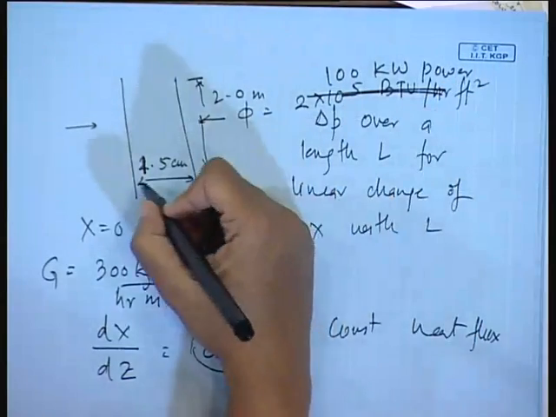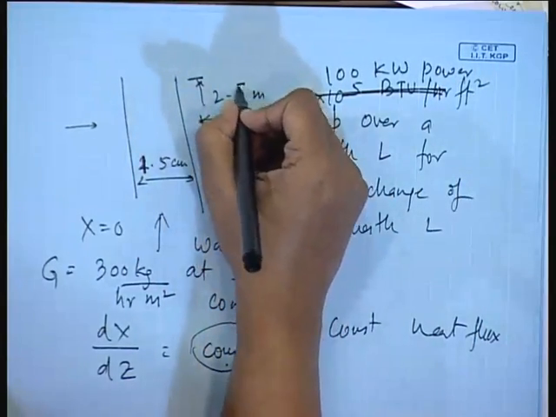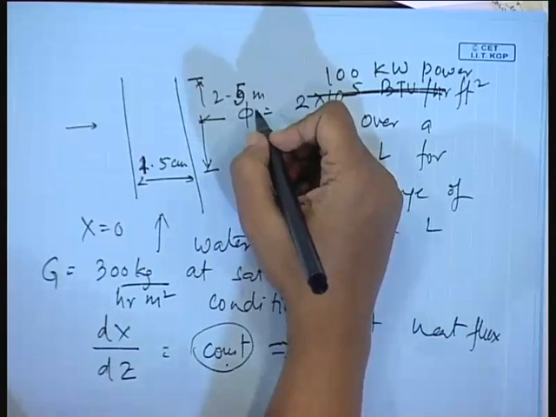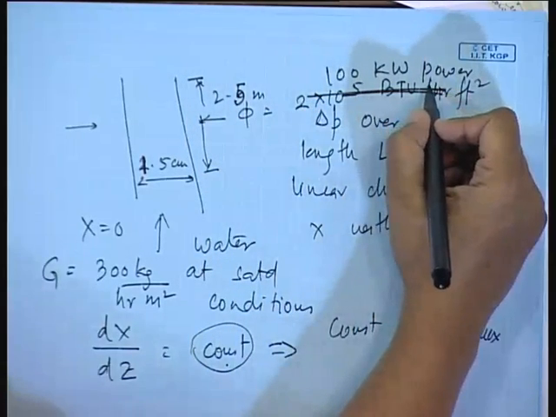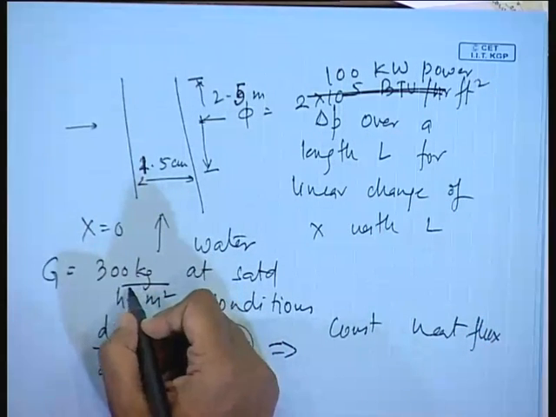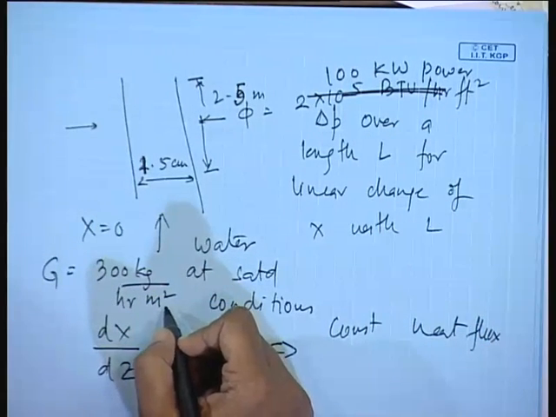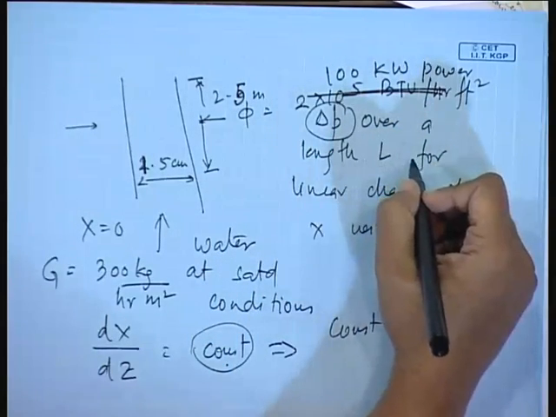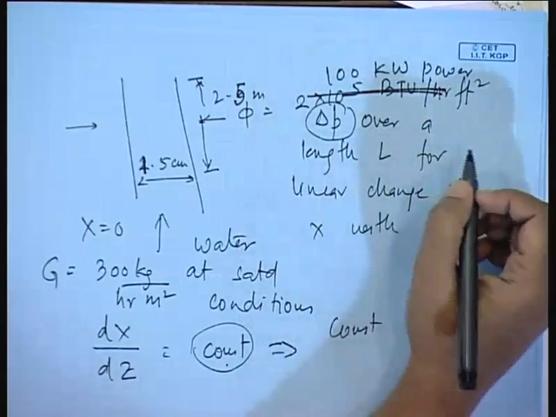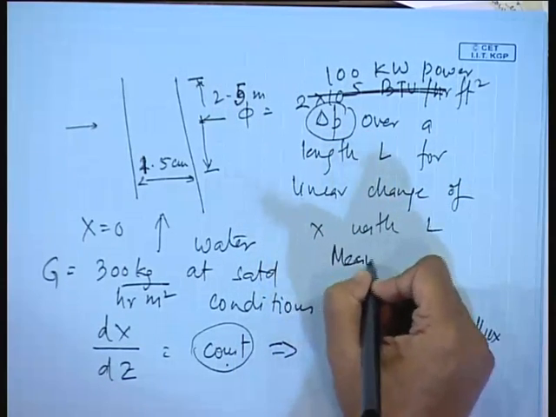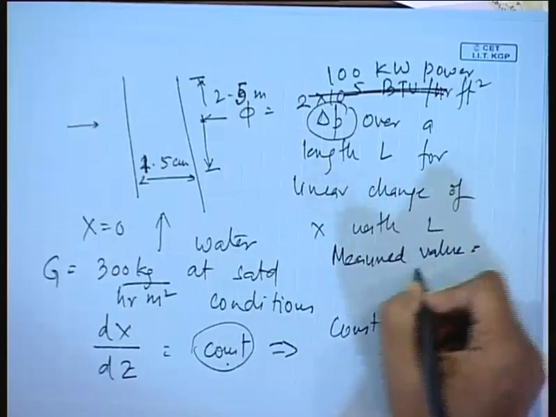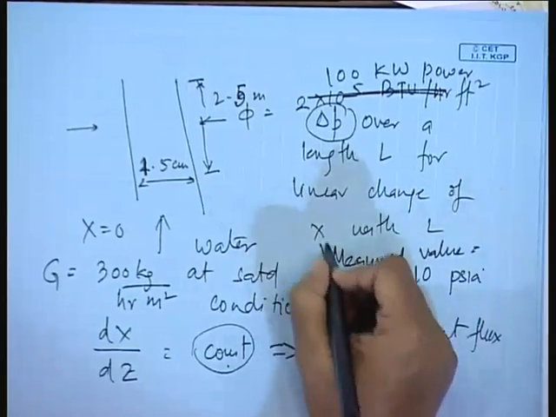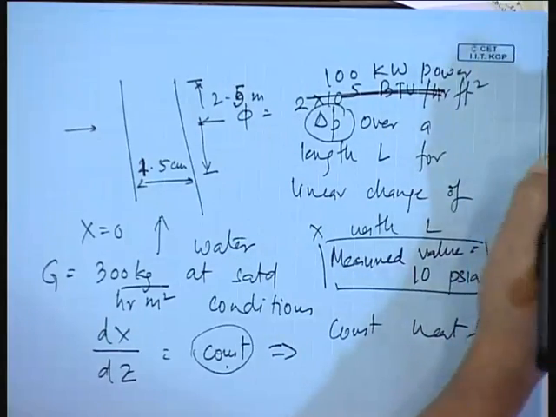So this is a 1.5 centimeter pipe, make it 2.5 meters length, and it is being uniformly heated with 100 kilowatt power, and the flow rate I have already given you as 300 kg per hour meter square. You are required to calculate the total pressure drop over a length of 2.5 meters, and then the measured value, let me tell you, people have measured and found as say 10 psia. You are supposed to compare with this measured value. Definitely, you will not get a very good comparison, so you have to comment on why you have not got a very good comparison.